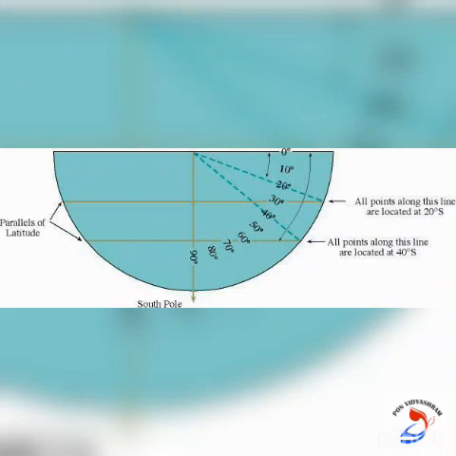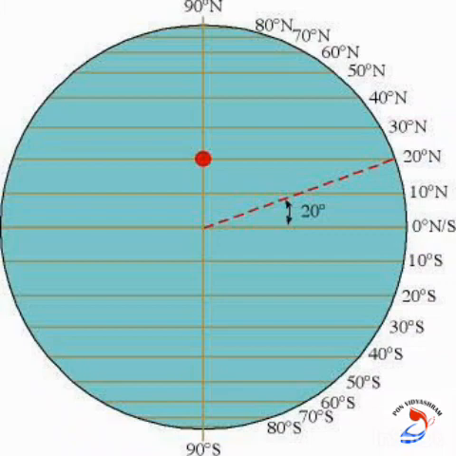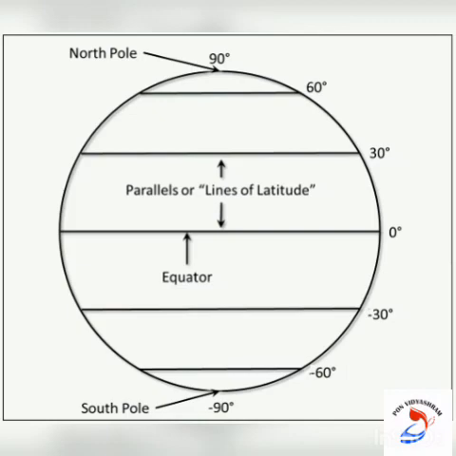The distance between any two parallels at an interval of 1 degree on the surface of the earth is about 111 kilometers. For 1 degree it is 111 kilometers on the surface of the earth. The equator is the only great circle, while the other parallels are all small circles.